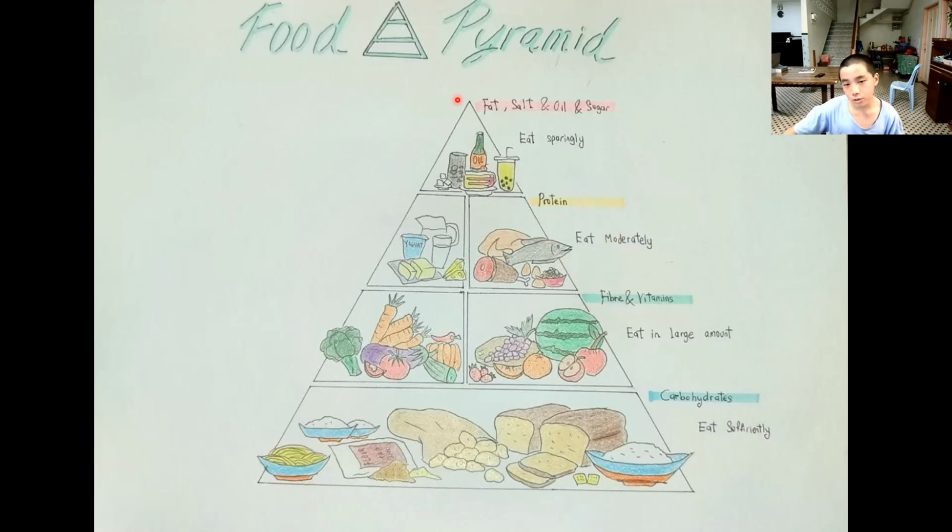And the last part, which is the smallest part, is food that contains fat, salt, oil, and sugar. The food in this part is the most unhealthy, so we must eat it sparingly.